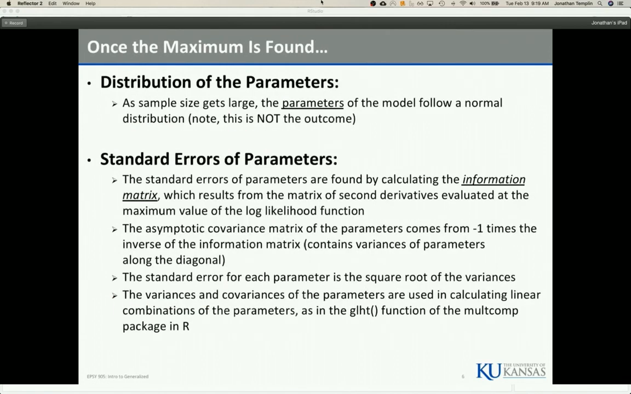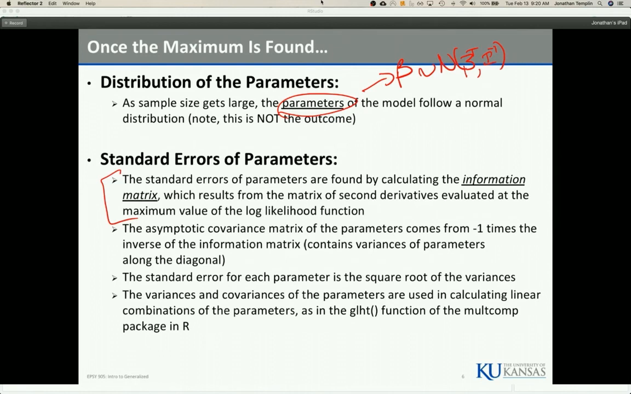But once we find the maximum, the nice thing is that the good properties are at the peak. The distribution of the parameters, for instance, as the sample size gets large: the parameters of the model, these are the betas, effectively, follow a normal distribution, right? So this thing follows a normal distribution. And the true value of beta is the mean, and the variance-covariance matrix is given by something called the information matrix, or the inverse information matrix. But we don't have to go into that. But that's where we get our standard errors. It's based on the model as well, which is nice.